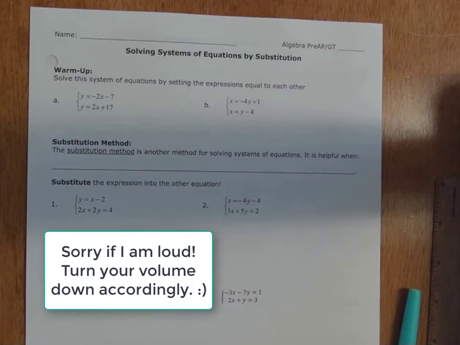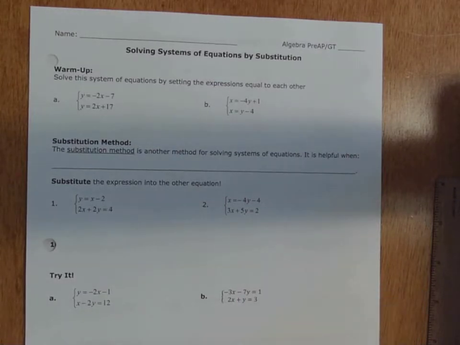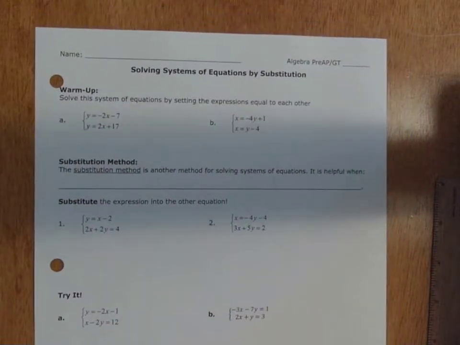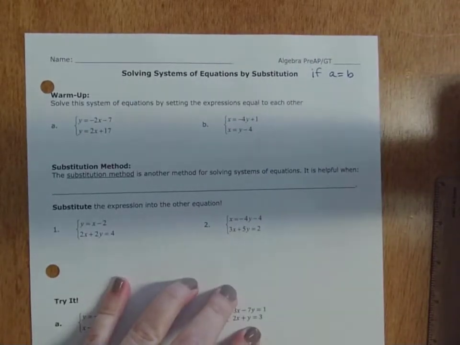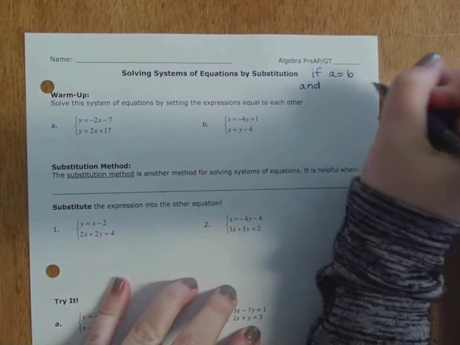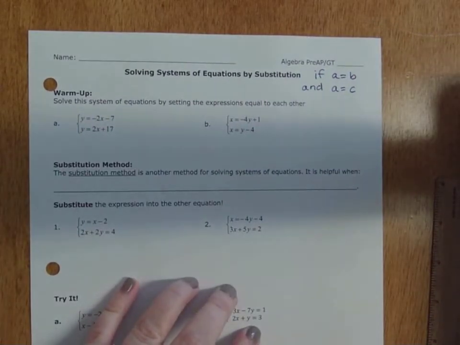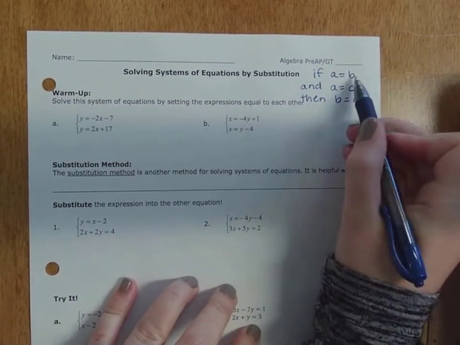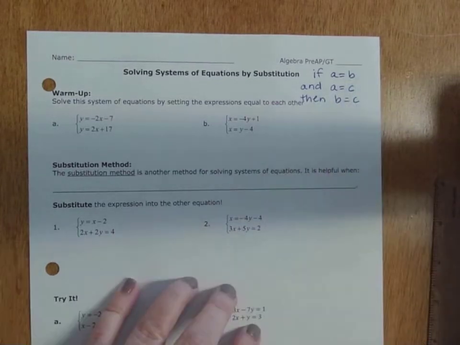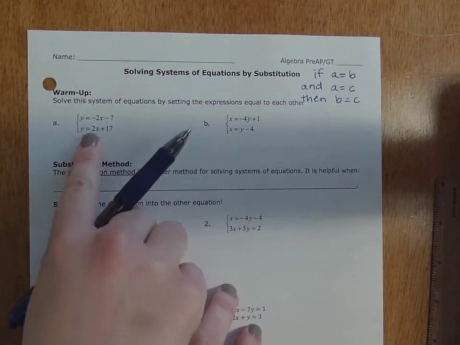Today we're going to start by solving systems of equations by substitution. And I'm going to give you something I think is very easy, but I want to see where we are with it. If A equals B and A equals C, then what else do we know? B equals C. Then I can tell that B equals C because B substituted in for A because they are equivalent. Okay. So we're going to use that thought process to solve these systems.